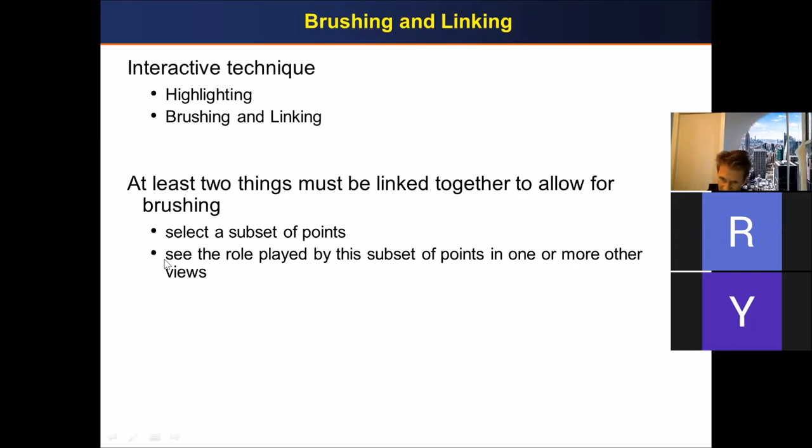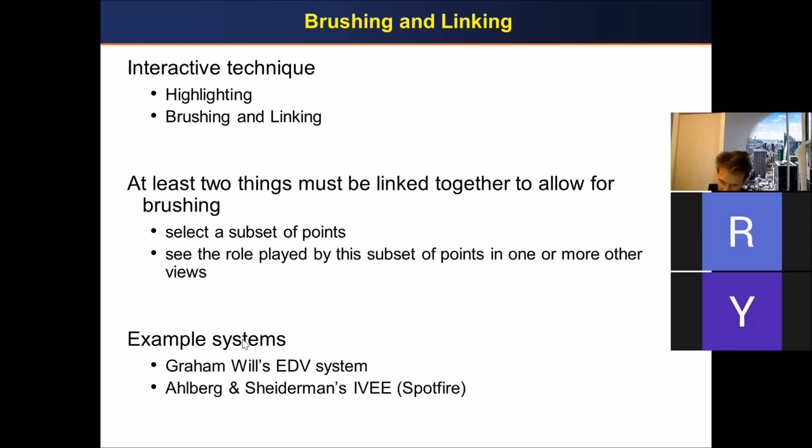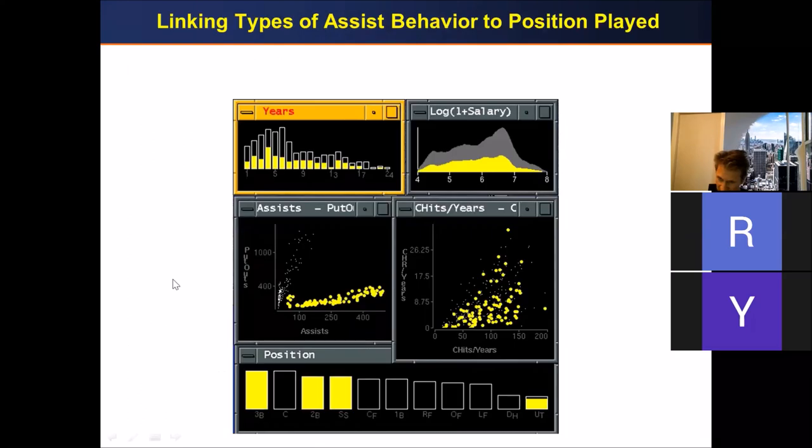Brushing and linking basically means you link two visualizations together. Now you have on the web page more than one visualization, two or more; in a dashboard there's actually a lot more. You select a subset of points and see the role these points may play in another view. So here is such an example.